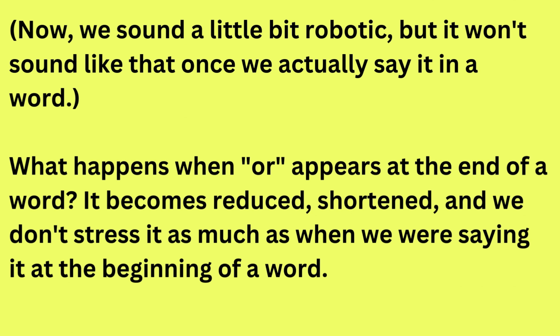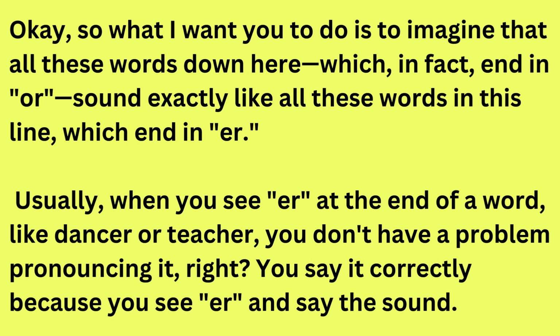Repeat after me. Now, we sound a little bit robotic, but it won't sound like that once we actually say it in a word. What happens when "or" appears at the end of a word? It becomes reduced, shortened, and we don't stress it as much as when we were saying it at the beginning of a word. Okay, so what I want you to do is to imagine that all these words down here, which in fact end in "or", sound exactly like all these words in this line, which end in "er".